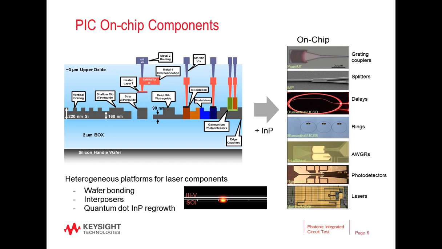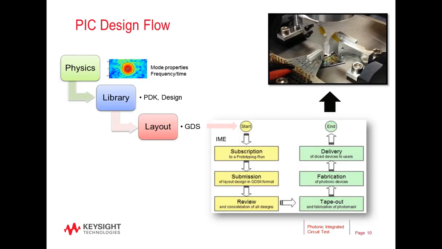For the case where you need to mix both lasers and passive components, we'll see indium phosphide brought in, or other III-V materials, that allow us then to get these active devices like lasers on chip. And that's been done with wafer bonding or with quantum dot regrowth, and also with interposers that can be used to bring in close those active components.